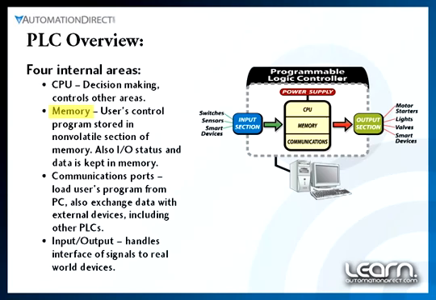The third area is communication. One or more communication ports are available to allow the user's program to be loaded into its memory from a PC or personal computer, and to also communicate with external devices, including other PLCs, in order to exchange data. The final area is the PLC's I/O, the input and output signals to real-world devices. Let's cover the I/O in more detail.